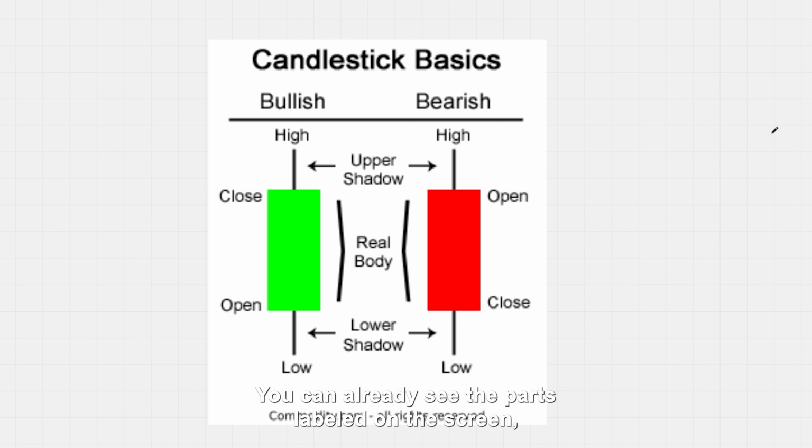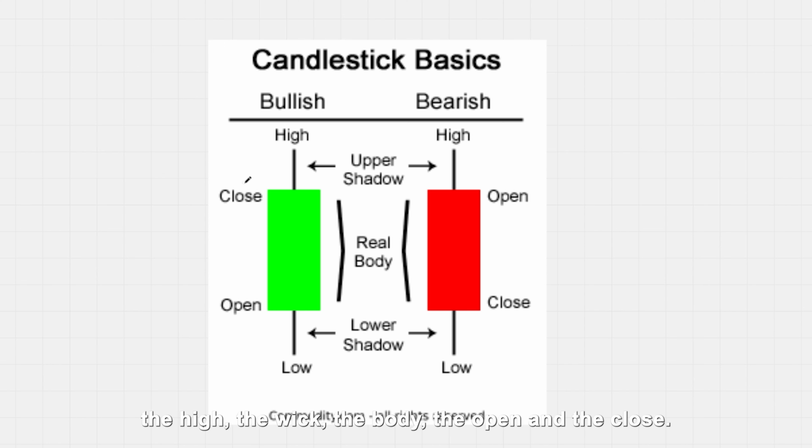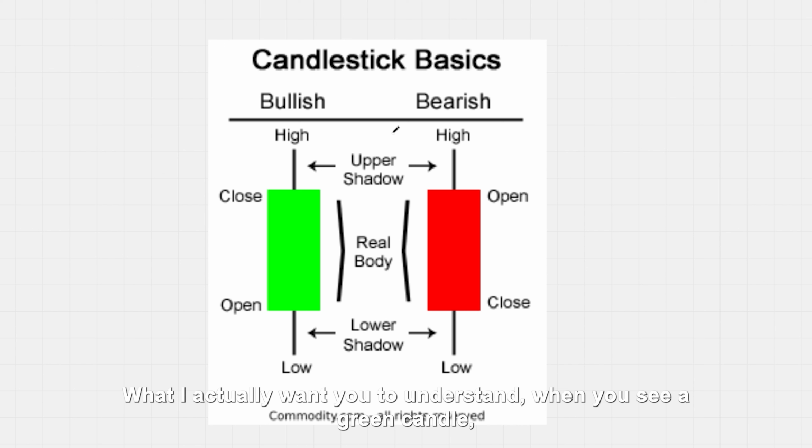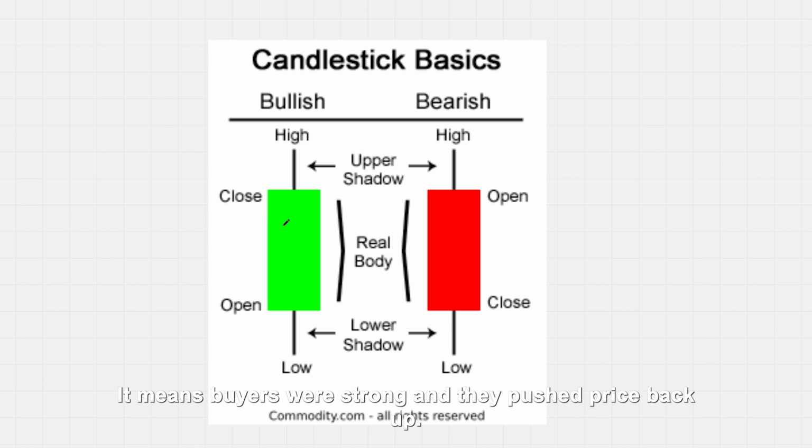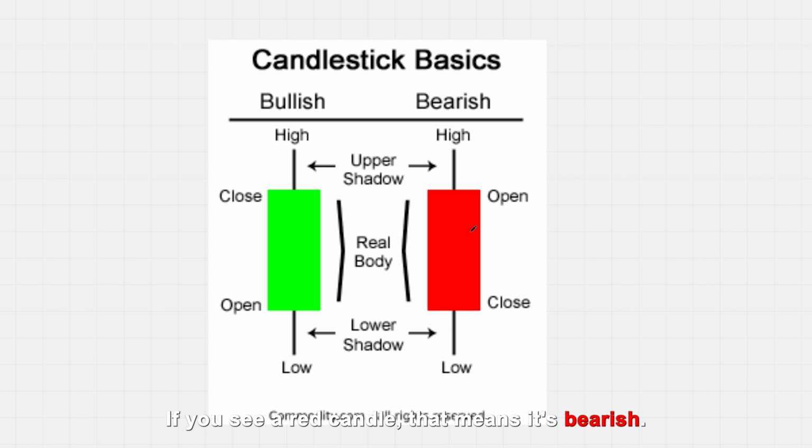You can already see the parts labeled on the screen: the high, the wick, the body, the open and the close, all that. But here's what I actually want you to understand. When you see a green candle, that means it's bullish. It means buyers were strong and they pushed price back up. If you see a red candle, that means it's bearish. It means sellers were strong. They pushed the price down.